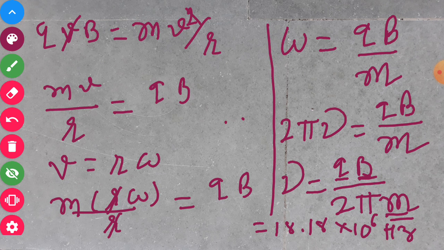This frequency of the electron, we can say it is independent of the velocity. There is no term in this equation which has velocity, so nu is independent of velocity, we can say.